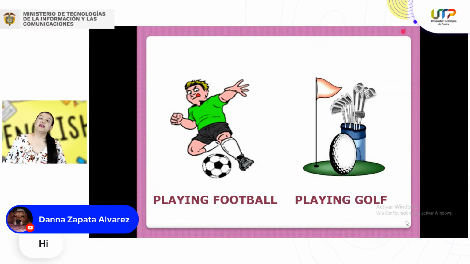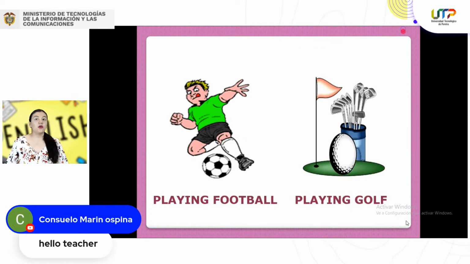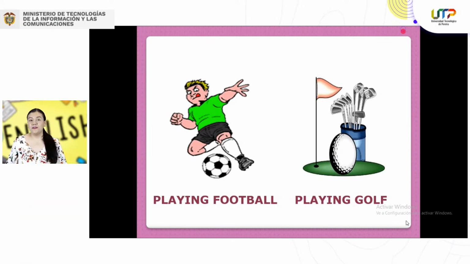So remember that we can say playing football, or we can also say playing soccer. The difference between these two is the type of English, okay? When we talk about British English, we say playing football. But when we talk about American English, we say playing soccer. That is the main difference, but it is the same thing. Another sport that we have on the screen is playing golf. Yeah, those are different sports.